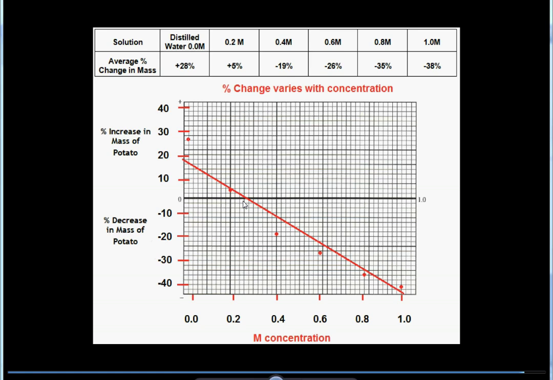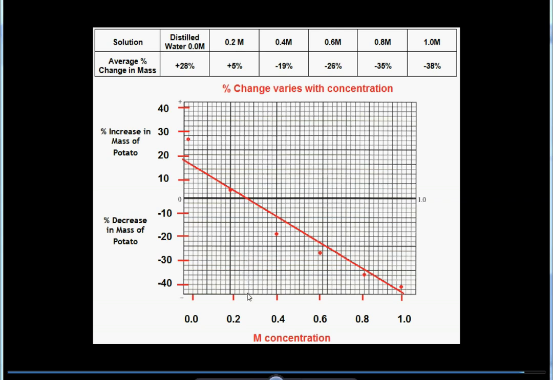And the part about this graph I want you to focus on is right here, where that graph crosses the 0 line, right? And that is somewhere in here between 0.2 and 0.4 to go from positive to negative. Somewhere in there is 0%. And that's what this graph shows you. Right there is 0% change in mass.